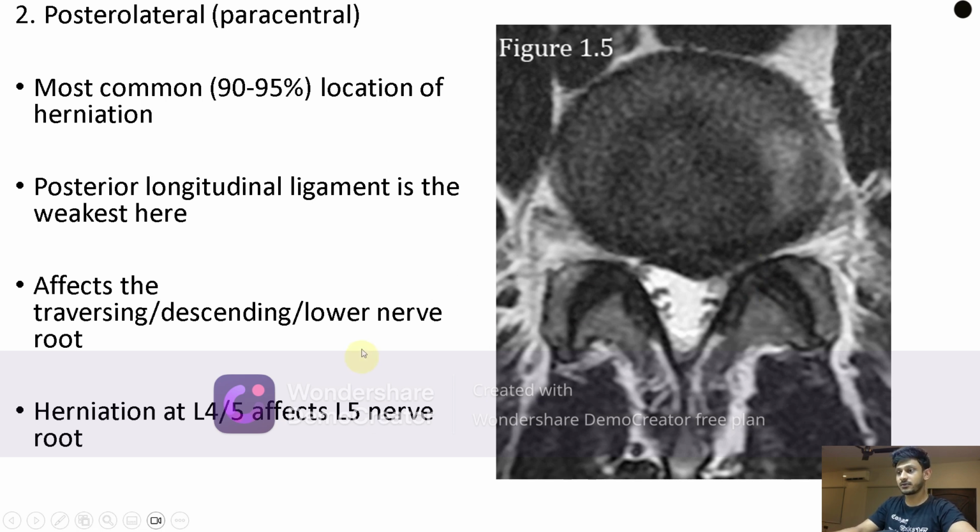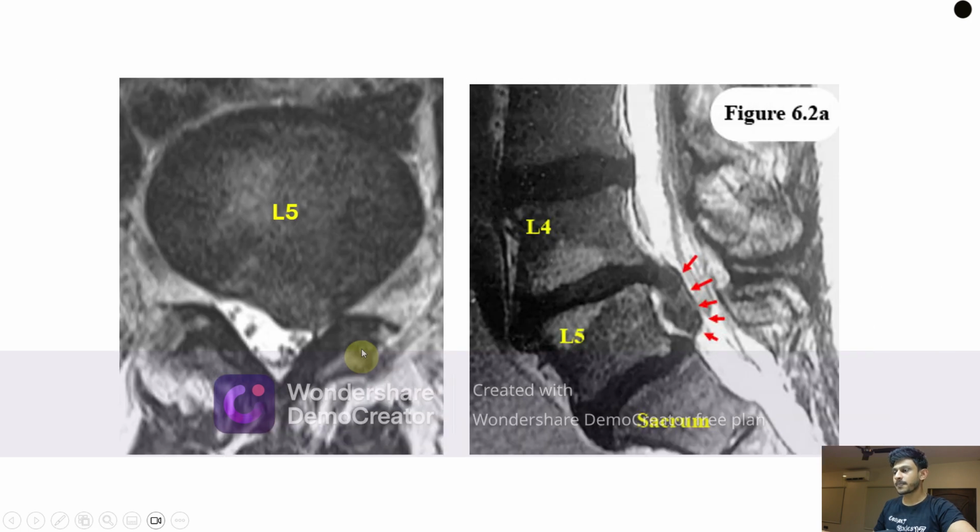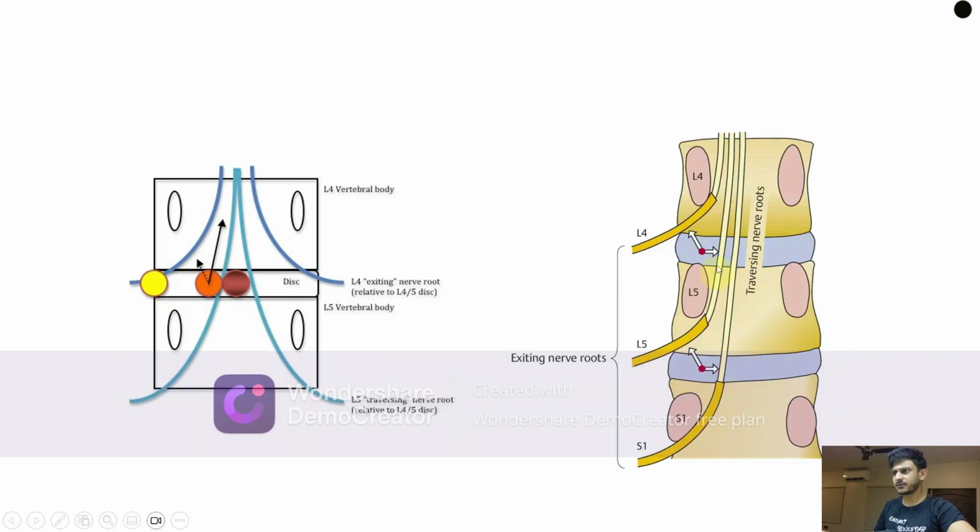So what is the traversing nerve root and the exiting nerve root? I'll just show you. Imagine there's a herniation of the L4 L5 disc. You can see here, it can compress the traversing nerve root in the paracentral region. This is the central, this will be the paracentral region, which will be compressed here, and this is the traversing nerve root. What does the exiting nerve root mean? In an L4 L5 disc, the L4 nerve root will exit through the foramina, whereas the L5 nerve root will pass downwards and exit through the next foramina.